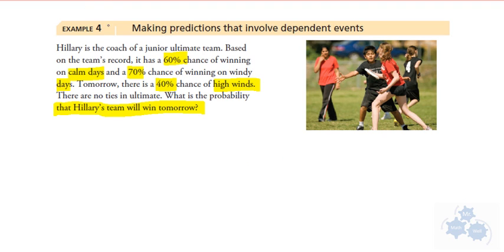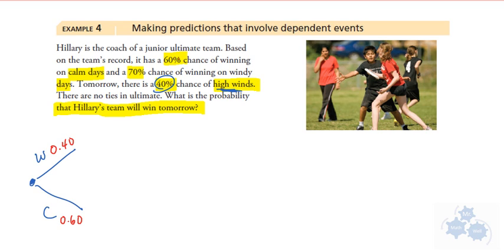Let's get to it. All right, so there are two chances for the weather conditions tomorrow. Two chances that we could have: it's going to be either windy or it's going to be calm. It says that there's a 40% chance of high winds. So tomorrow the conditions are, this is 0.40. There's a 40% chance that it's going to be windy, and so that means there's a 60% chance that it's going to be calm.